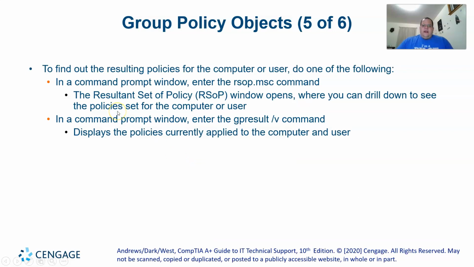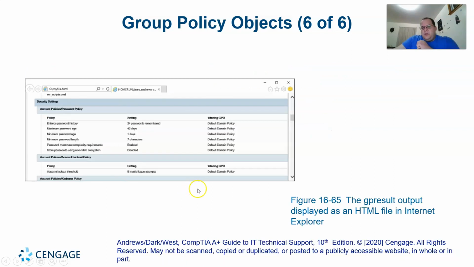To find out what policy a user has, you go to the resultant set of policy, open it, and drill down to see what policy applies. You could go to the command line, run gpresult, and see what group policies they belong to. So here is one that says, okay, enforce password, minimum 7 characters.